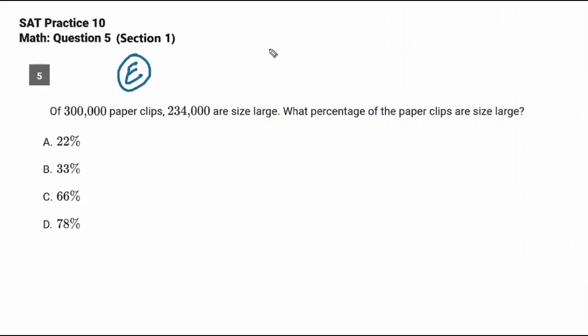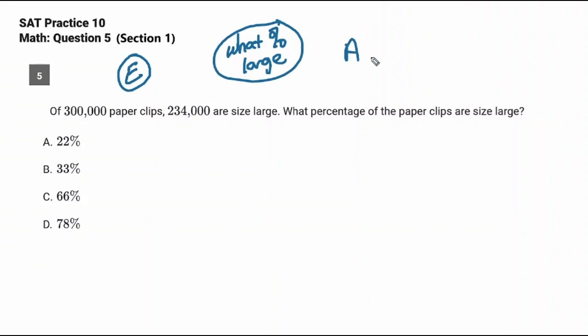Of 300,000 paper clips, 234,000 are size large. What percentage of the paper clips are size large? So what are we looking for? The easiest way to do this problem is to ballpark. Just write down A, B, C, D. Just generally speaking, is 234,000 half, more than half, less than half of 300,000?